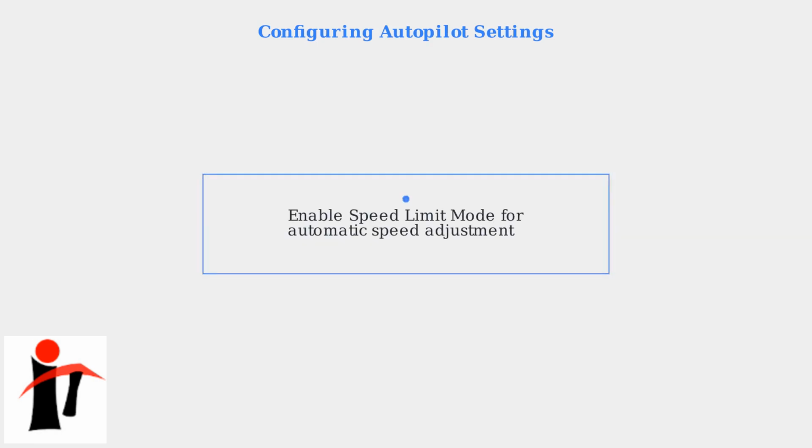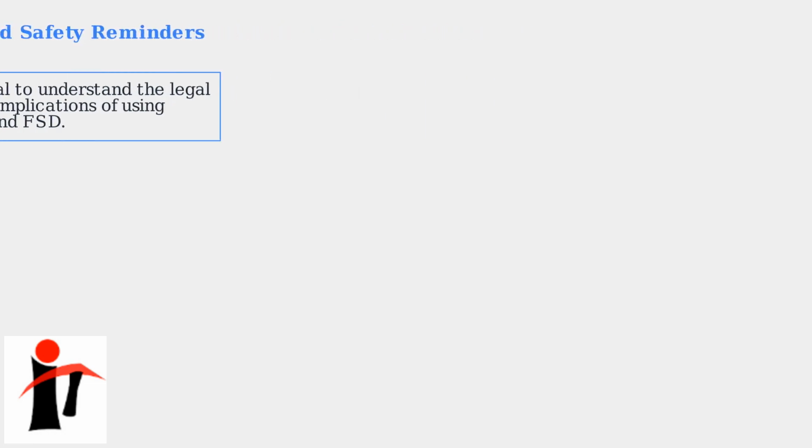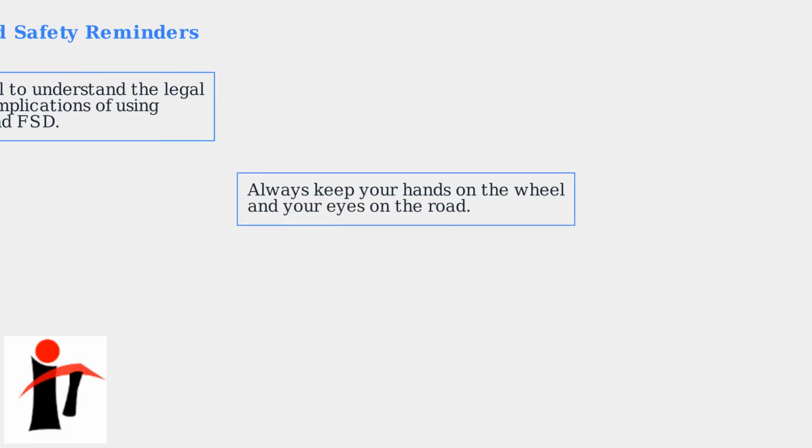Consider enabling speed limit mode to automatically adjust cruise control to match posted speed limits using GPS and camera data. This feature promotes safer and more compliant driving. It's essential to understand the legal and safety implications of using Autopilot and FSD. Always keep your hands on the wheel and your eyes on the road.